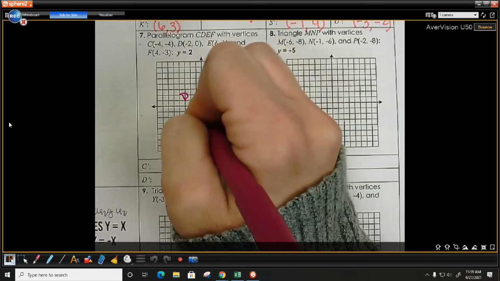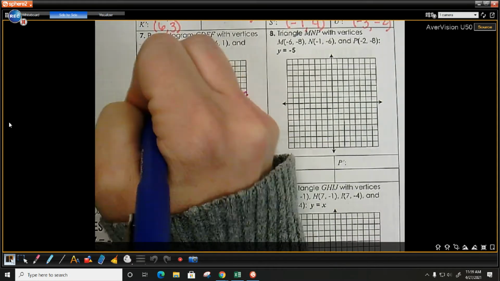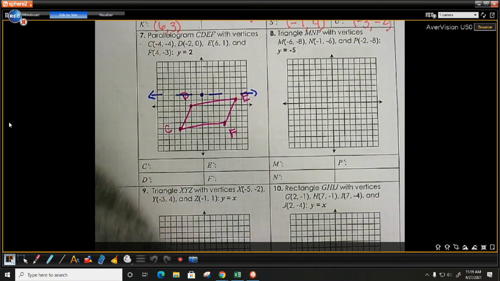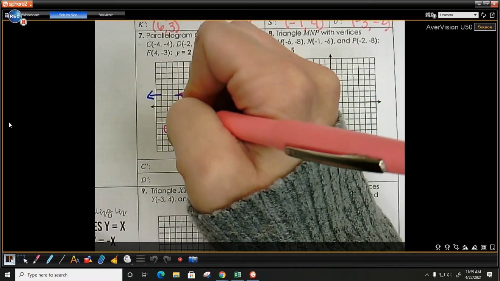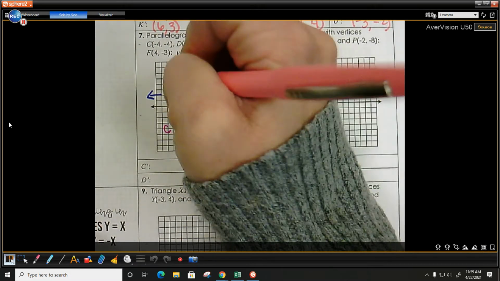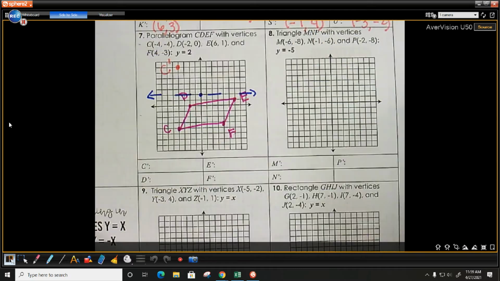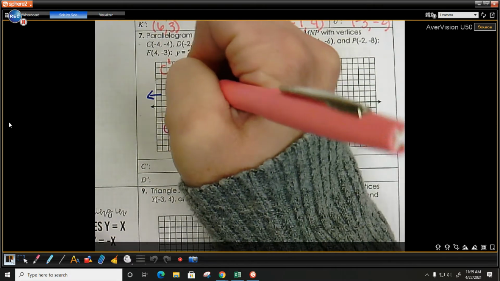So this one is a horizontal line, because it says y equals 2. So go on the y-axis, put it at 2, and it's a horizontal line. My C is 1, 2, 3, 4, 5 below it, so I'm going 1, 2, 3, 4, 5 above it to get my C prime. D is 1, 2 below it, so go 1, 2 above it.